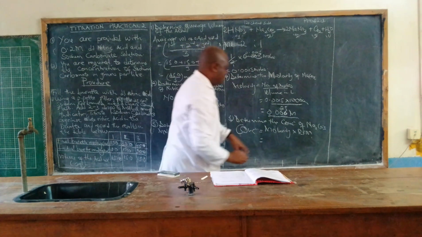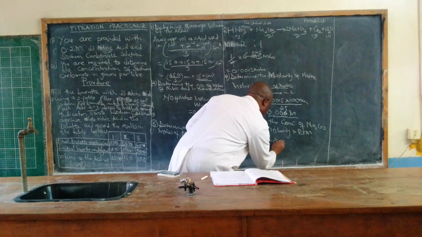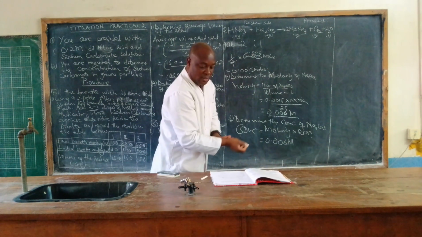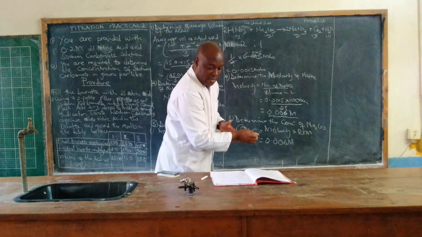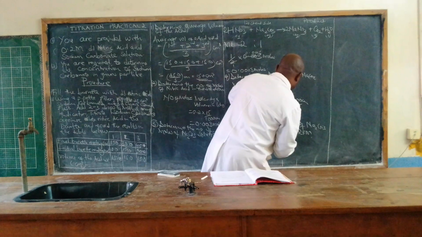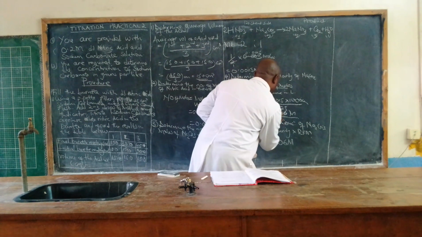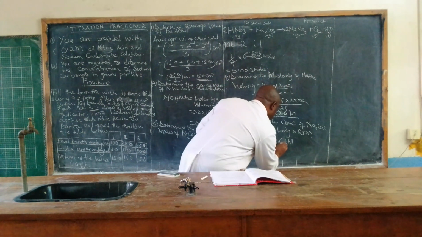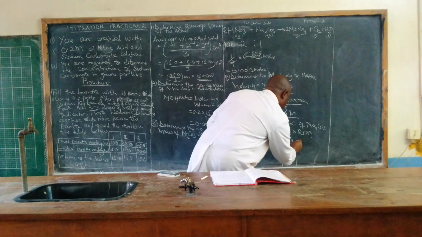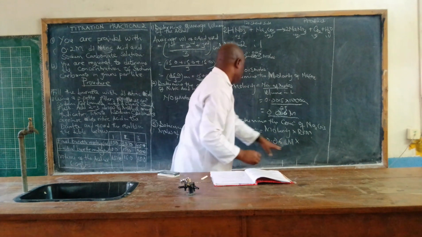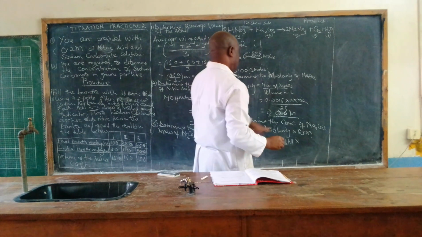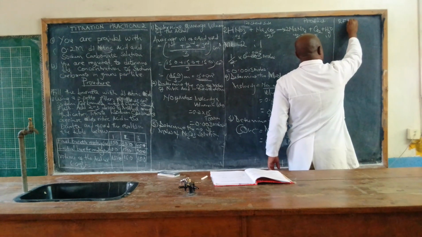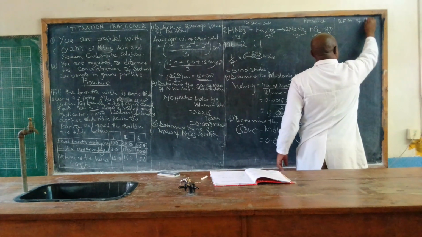If we substitute properly, it is 0.06 M times the RFM. Sorry, it's supposed to be 0.06 M times RFM. We are going to calculate the RFM of sodium carbonate.